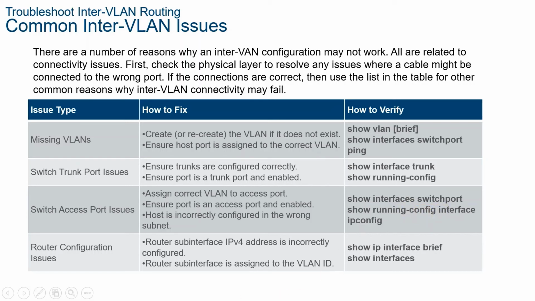Okay, so next would be router configuration issues. So how to fix this? If the router subinterface IPv4 address is incorrectly configured, you have to check that using show ip interface brief. Or if the router subinterface is assigned to the wrong VLAN ID, you use the show interfaces command on that.